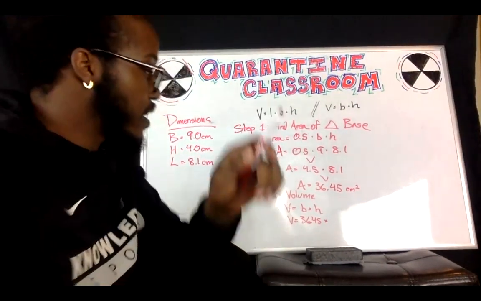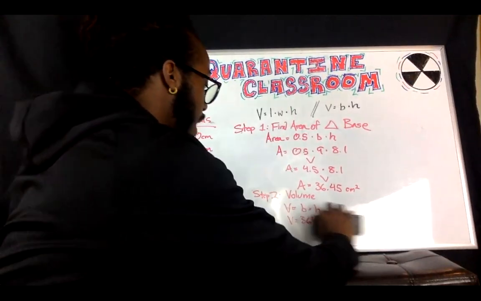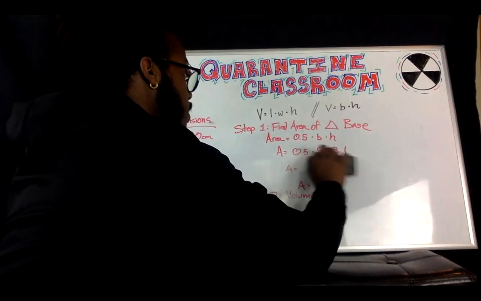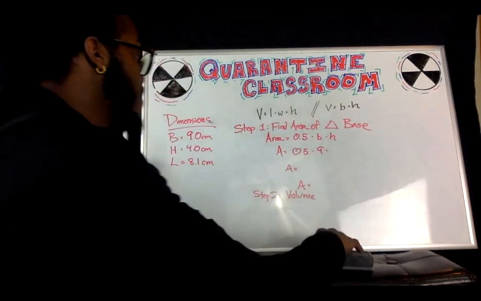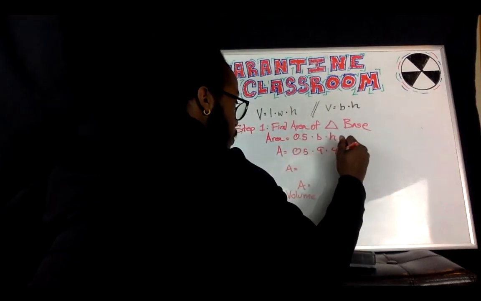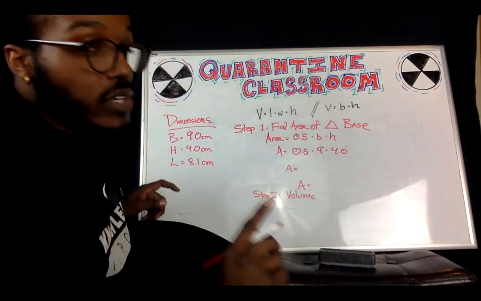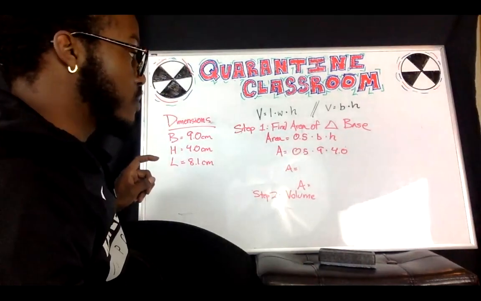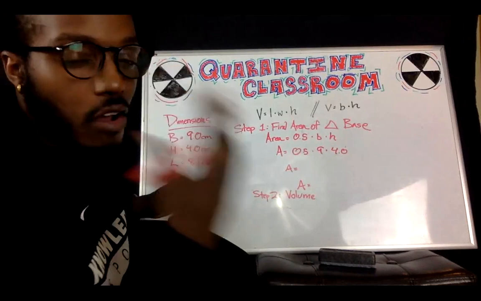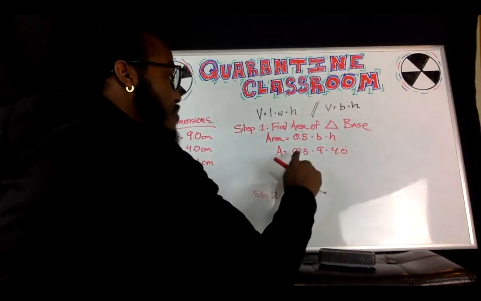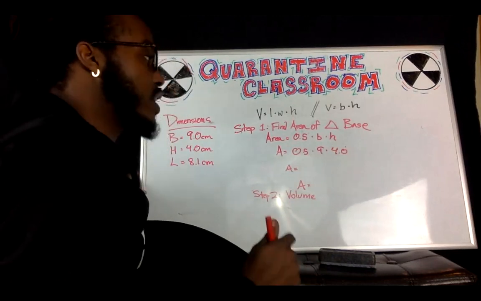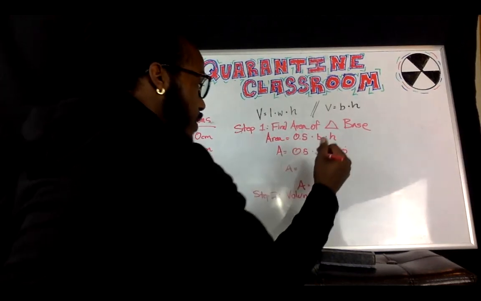I should have known that I was making a mistake. Gotta take this pretty much all the way back. My height is not 8.1. My height is 4.0, which should have been my first clue that I was doing something wrong. The height for my triangle, which is probably why I should have just drawn the sketch. I have 0.5 times 9 times 4.0, which is going to give me a totally different answer.